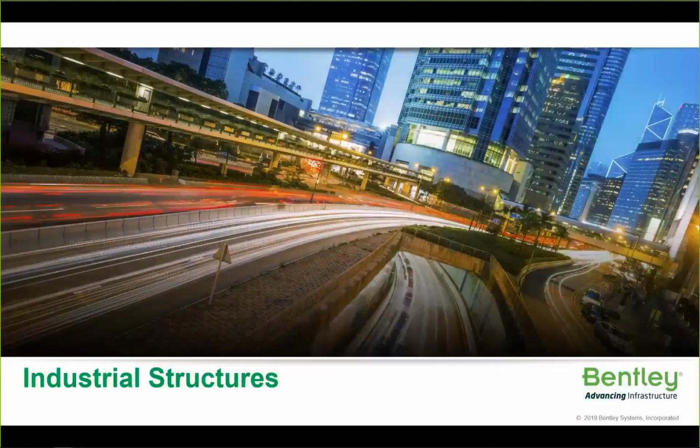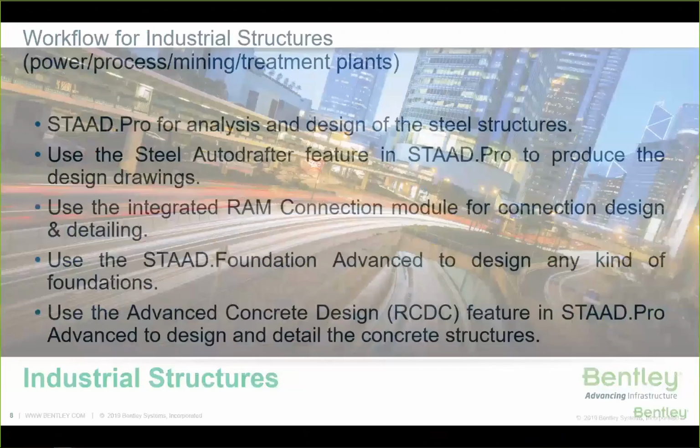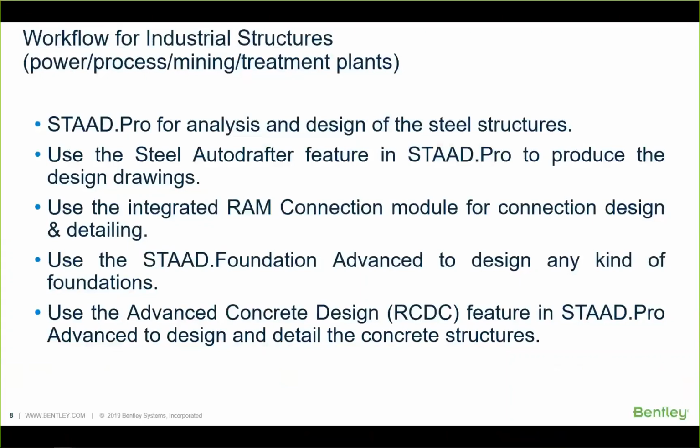So let's look at a sample workflow for industrial structures. Here's the typical workflow which I would suggest for this kind of industrial structure. For analysis and design of the steel structures, we can use STAAD.Pro for any international codes. And for producing a general arrangement drawing, we can use the new Steel Autodrafter feature in STAAD.Pro to produce the design drawings. Notice that this is a new feature in the latest version of STAAD.Pro, which is useful to produce the design drawings directly from STAAD.Pro without any add-on.